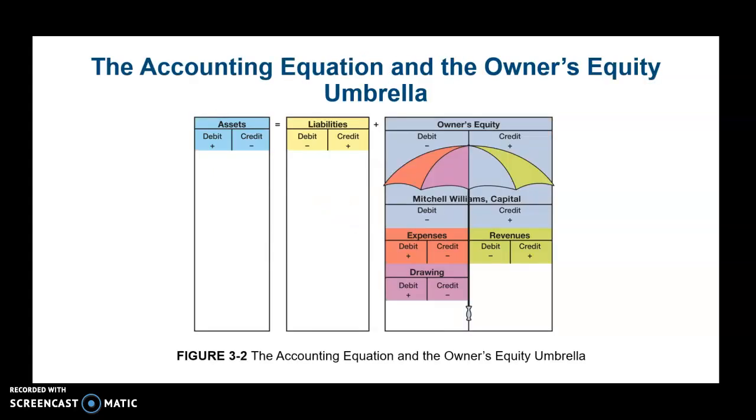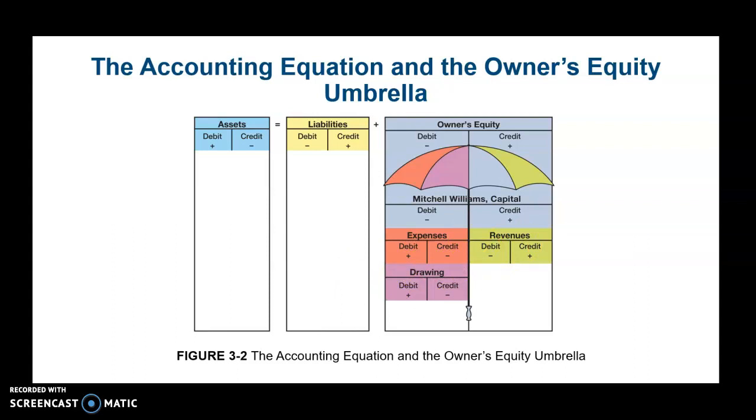The accounting equation includes an umbrella. Last time we started talking about expenses, revenue, and drawing. We look at capital, or owner's equity, as this big umbrella, and in essence owner's equity is the top. That's what we're going to end up with at the beginning. But when we look at expenses, revenue, and drawing, we have to think about what each does to our capital account.